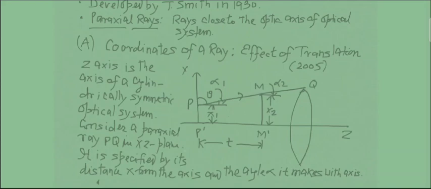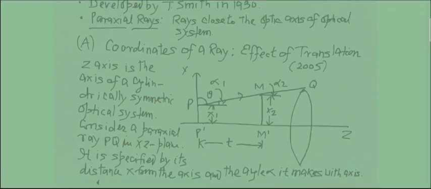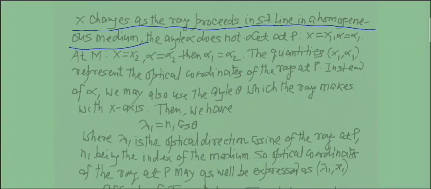So the ray is specified by distance x from the axis and the angle alpha it makes with the axis. The coordinates are described either by x comma alpha, or with the help of x comma lambda also, as told to you in the previous class. Let's see, x changes as the ray proceeds in a straight line in a homogeneous medium.